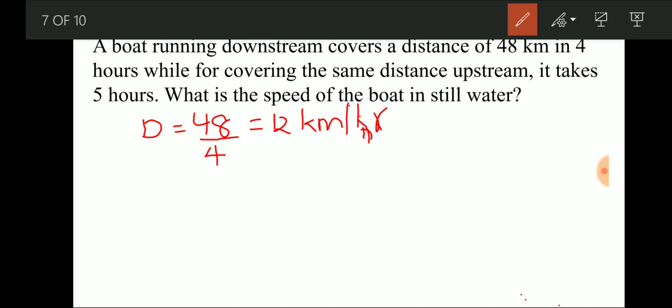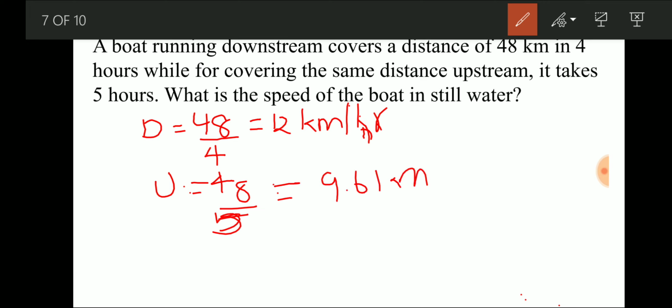It goes upstream 48 kilometers in 5 hours. Upstream it travels 48 kilometers in 5 hours. So if it travels 48 kilometers in 5 hours, it travels 9.6 kilometers per hour. So upstream speed is 9.6. Sorry, downstream is going to be 12, upstream is going to be 9.6.